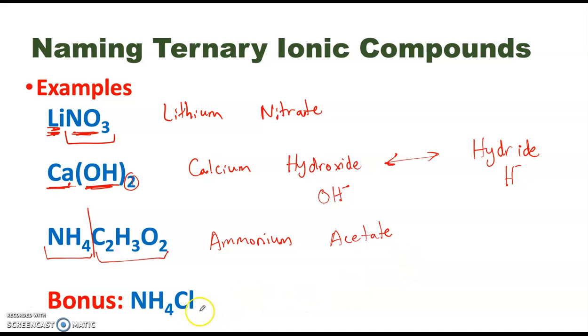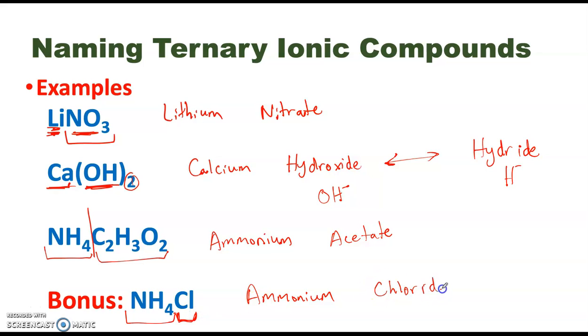The last example I'm going to give you is this one. This one's a little tricky because it kind of follows the binary rules a little bit. You start by naming the ammonium. So you put ammonium down. Because this is a nonmetal, at the end you still have to give it the IDE ending.